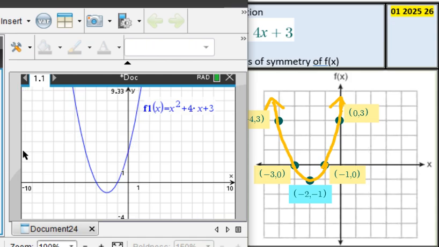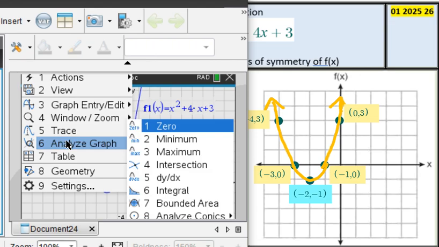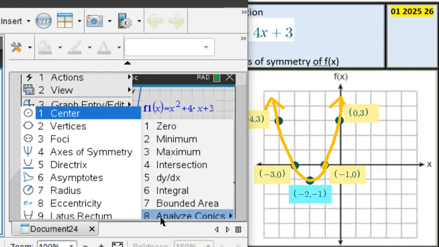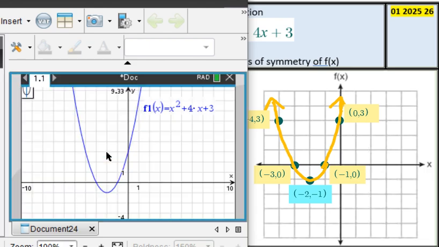from our graph page right here, we say menu, choice 6 to analyze graph. Technically, they treat parabolas as conics. There's curvature. So we go down here to analyze conics, and choice number 4 is axis of symmetry. So when I click on my parabola, it tells me the axis of symmetry is the line x equals -2.